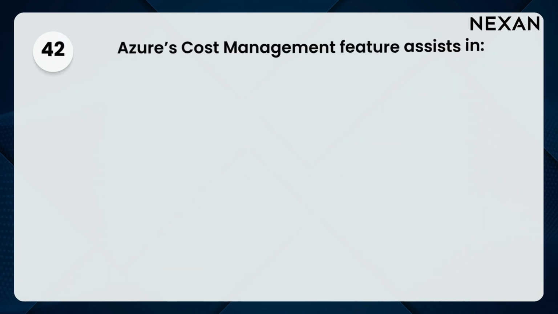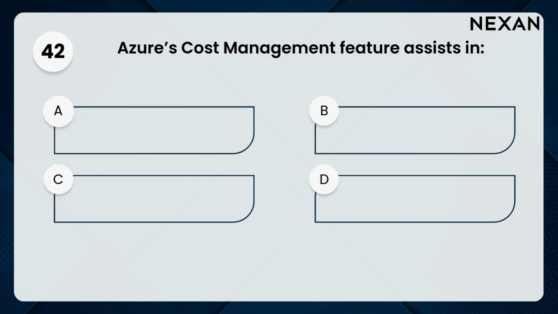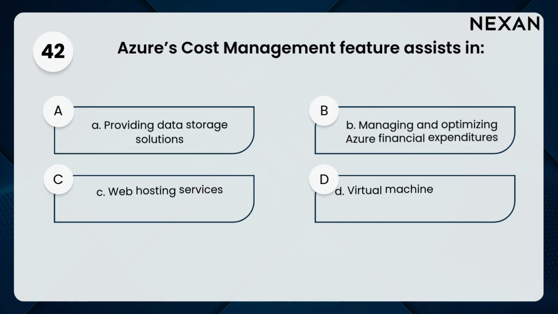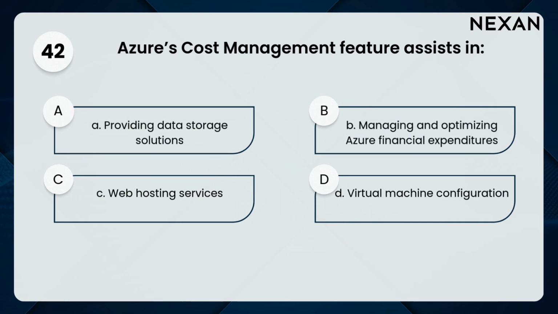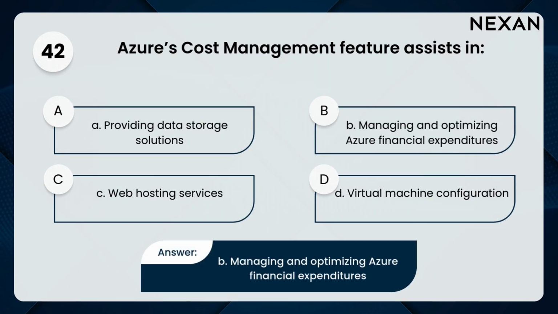42. Azure's cost management feature assists in A. Providing data storage solutions. B. Managing and optimizing Azure financial expenditures. C. Web hosting services. D. Virtual machine configuration. Answer: B. Managing and optimizing Azure financial expenditures.